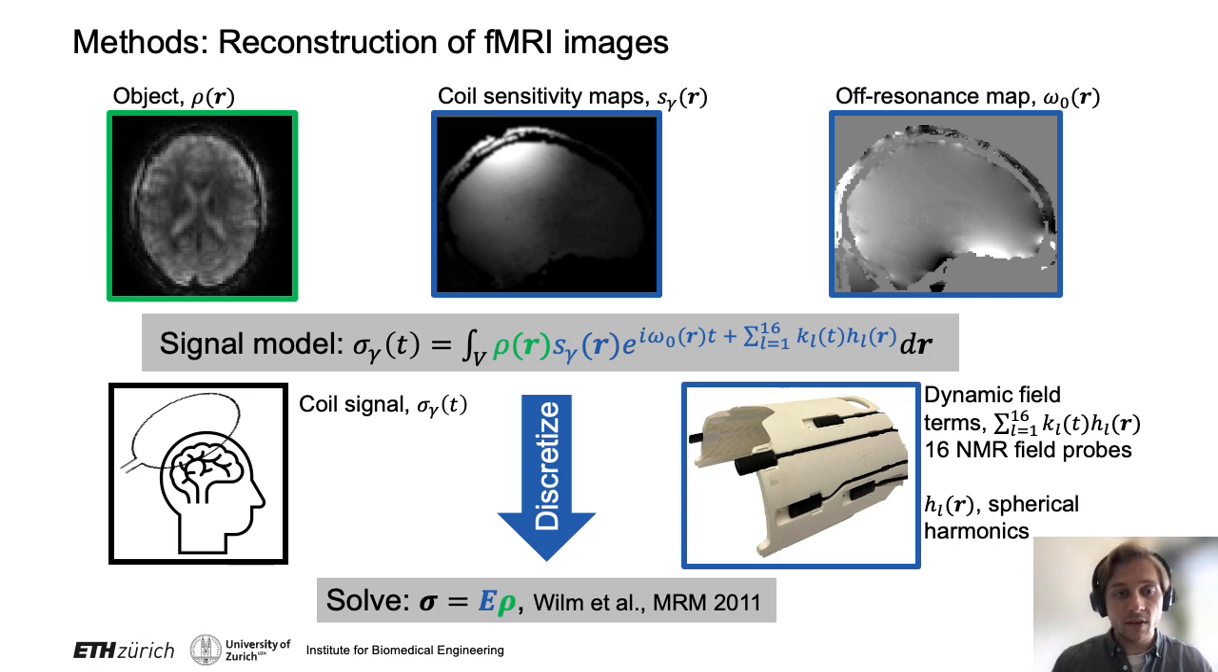And we have this field camera we placed in the scanner, which is equipped with 16 NMR probes and just measures the gradient fields that are effective in the scanner. We can also use this measurement and plug it into our signal model. And if we discretize the signal model, we're again just solving a system of linear equations during the image reconstruction.